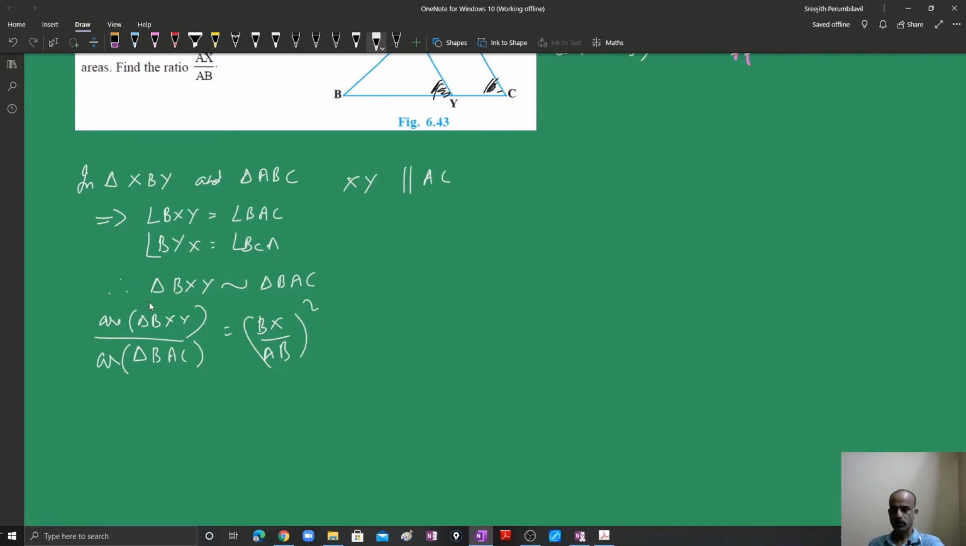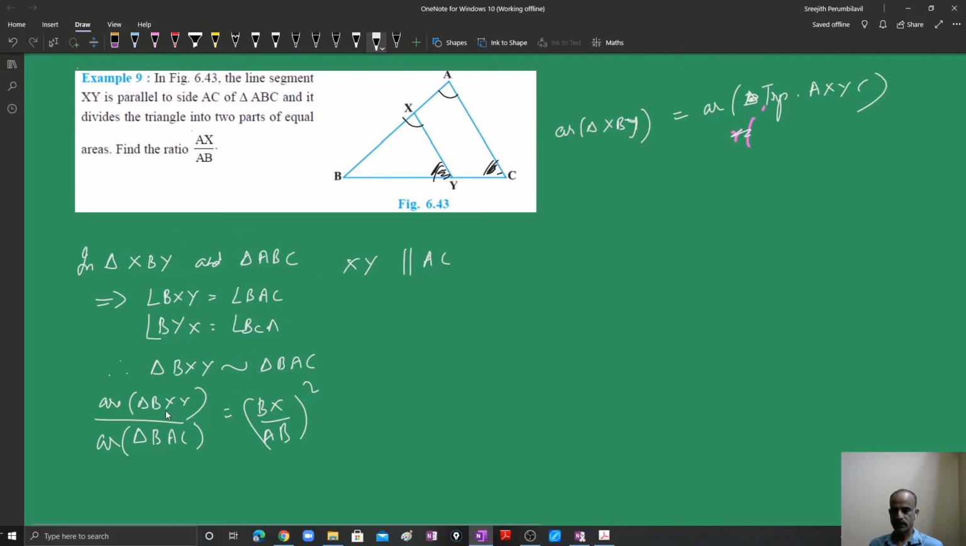But how do you compare the areas of these two? These two are equal areas, that means it is divided into two equal parts. If this is one unit, this also is 1 unit. The total is what? 2 units. That means area of the triangle ABC is 2 units. What about triangle XBY? It's 1 unit. That means it's half. Am I right? Divided into two equal parts means first half, second half.